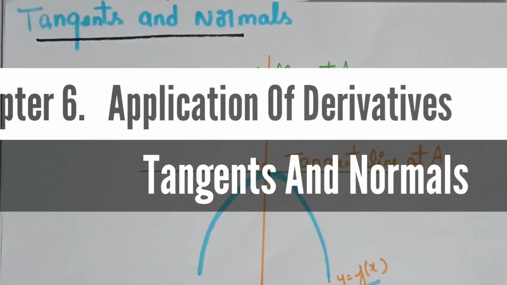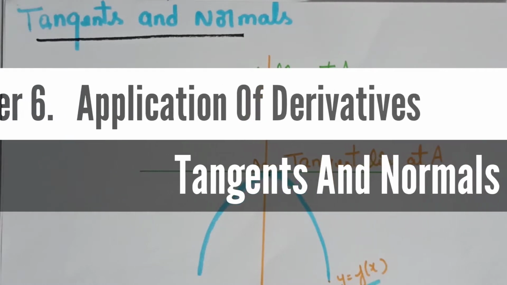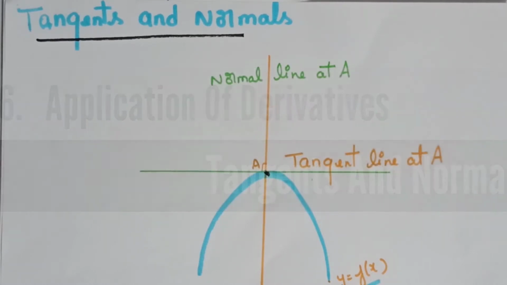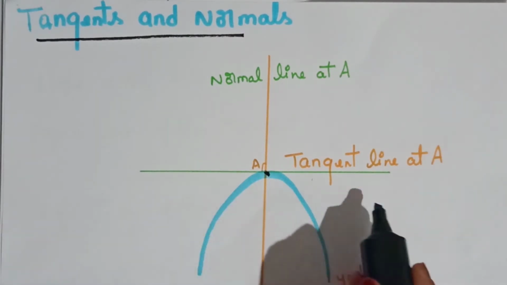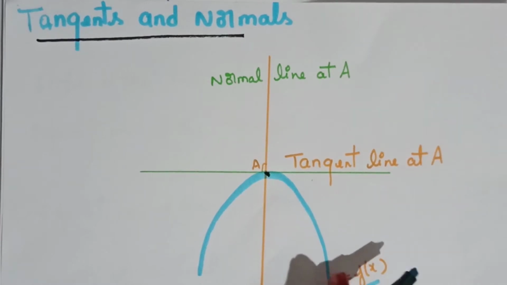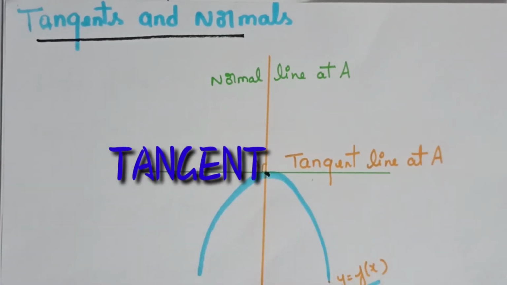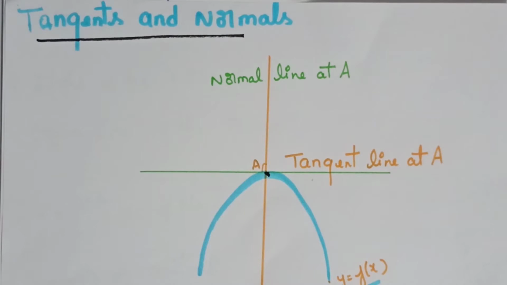So here we will be discussing the topic tangents and normal. First we'll see what is tangent and normal to a curve y is equal to f of x. Suppose you have a curve y is equal to f of x and a line passing through the curve which touches the curve at only one point, then we call it a tangent to the curve.